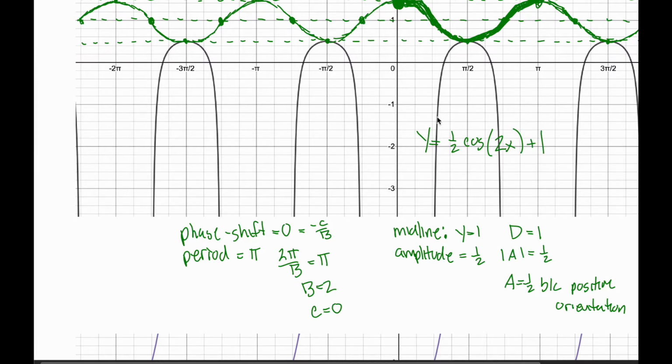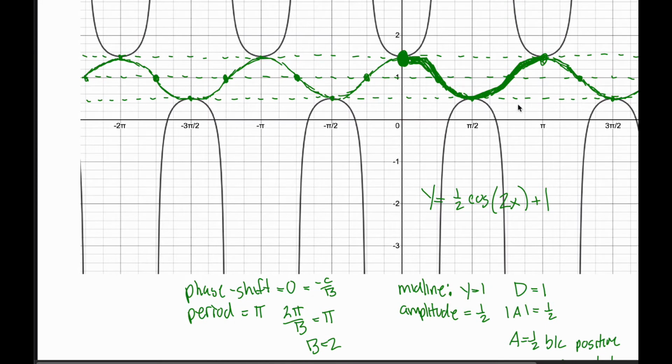And you're like, cool, that's your answer? No, that's not my answer. That's the graph in green. What I'm trying to figure out is the graph in black. But to figure out the equation of the graph in black, all I have to do is keep the exact same values of A, B, C, and D, except change cosine into its reciprocal, which is secant.